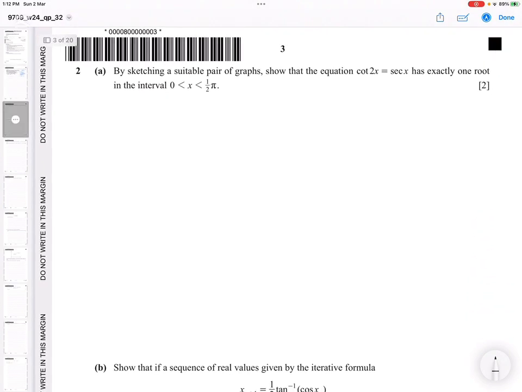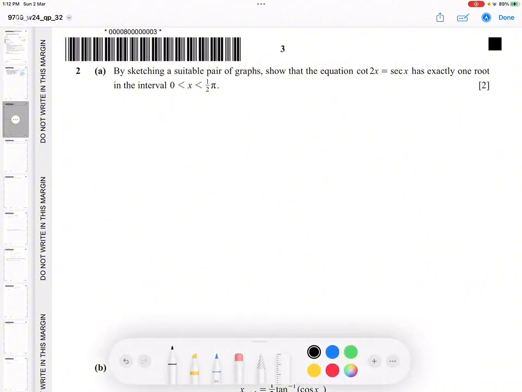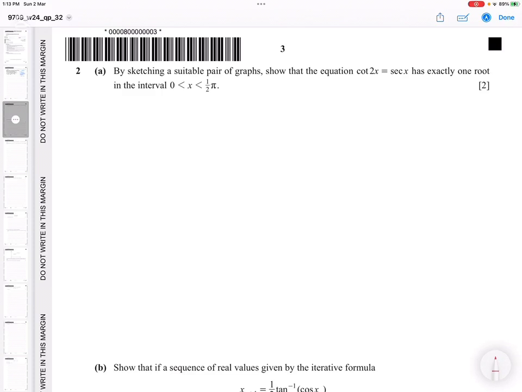Okay, by sketching a suitable pair of graphs, show that the equation cot 2x is equal to secant x has exactly one root in the interval 0 to pi by 2. Okay, cot 2x is, let me write this here with the different color. This is actually 1 over tan of x. And secant is 1 over cos.